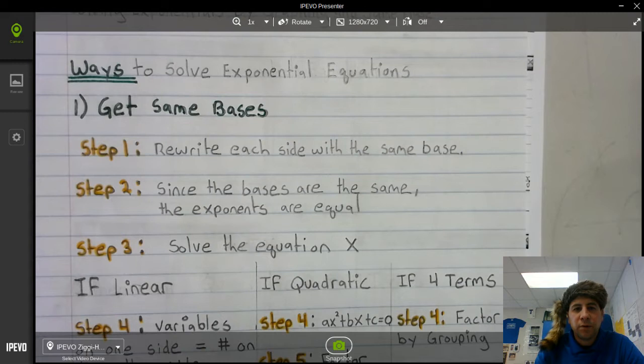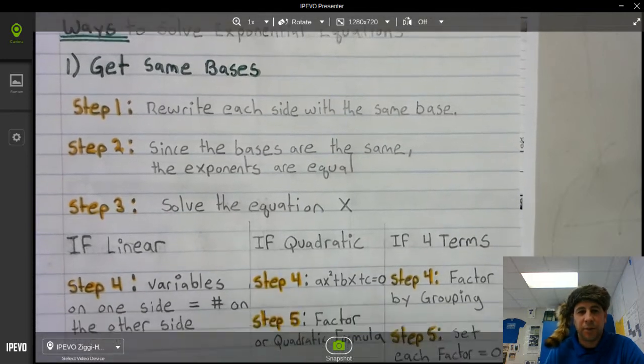So what you're going to do in step one to get the same bases is rewrite each side with the same base, okay? Step two, since the bases are the same, the exponents are equal, okay? And so in step three, you're going to solve the equation, and I'll explain that next. But if you want, pause the video and go and write down step one and step two. All right, let's look at step three.